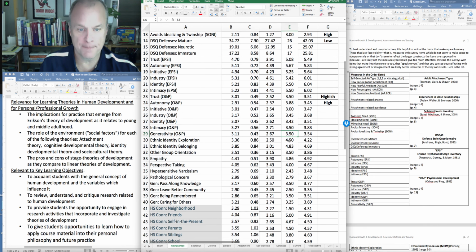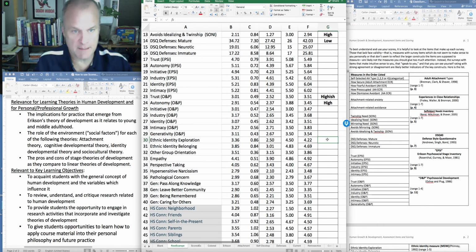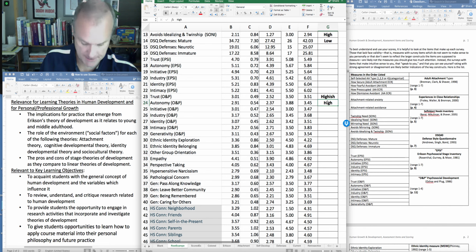Scroll down. 4.5. That's going to be, I'm going to copy this, high. I can just paste those at least. So where's it? 4.5? Yeah. So on exploration, high. Ethnic identity belonging, high. Other group orientation, average. High-ish. Okay, so we keep scrolling down.